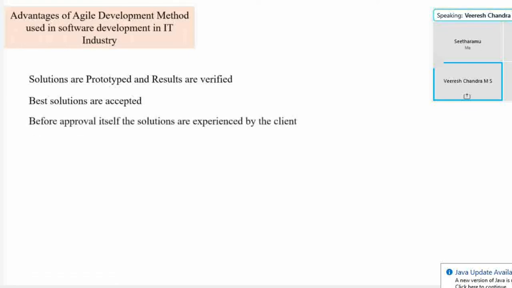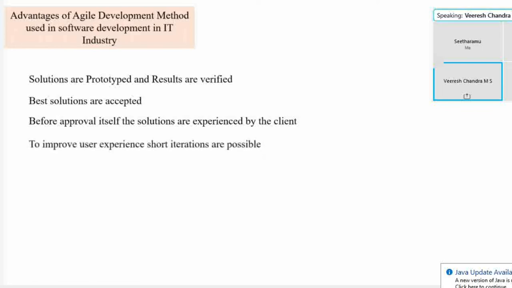Before approval itself, the solutions are experienced by the client, right? So giving him a final product and giving him pieces of the product, and giving a space for improvement. So better improvement can be given to that particular product. So before approval itself, the solutions are experienced by the client.